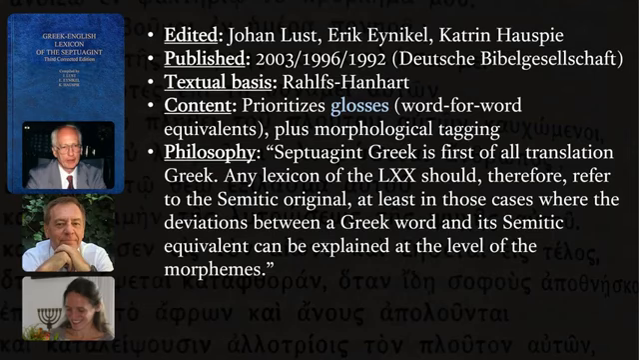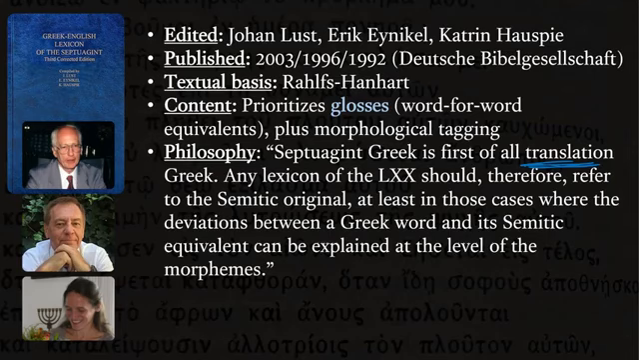And the LEH book, the lexicon, is going to side with the former perspective. And here's what they say. Septuagint Greek is first of all a translation Greek. So they're emphasizing the fact that it is indeed a translation. Of course, Muraoka agrees with that, but they're going to put a heavier emphasis on this. They're going to say any lexicon of the Septuagint should therefore refer to the Semitic original. And they will do that quite often.